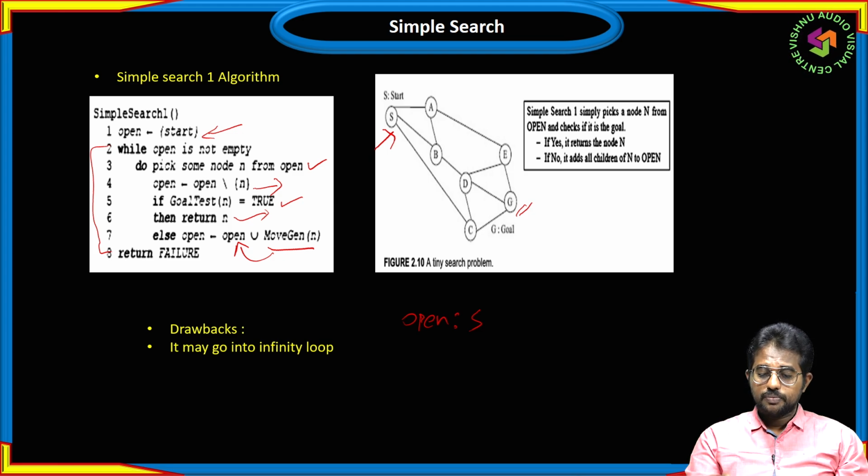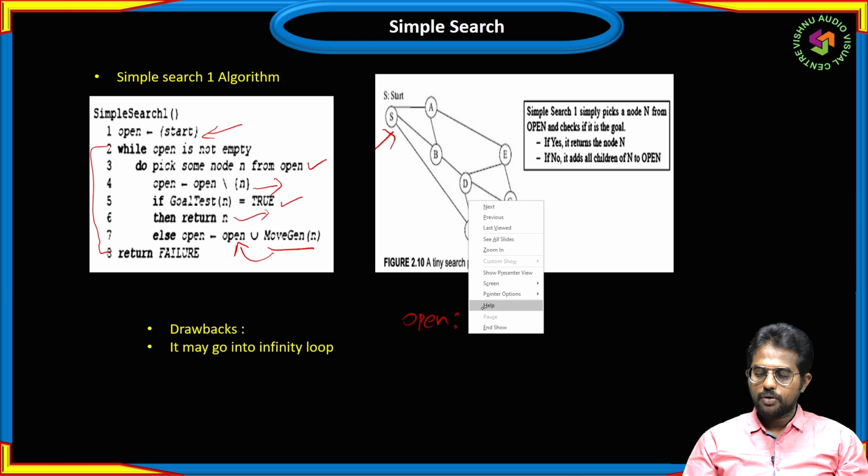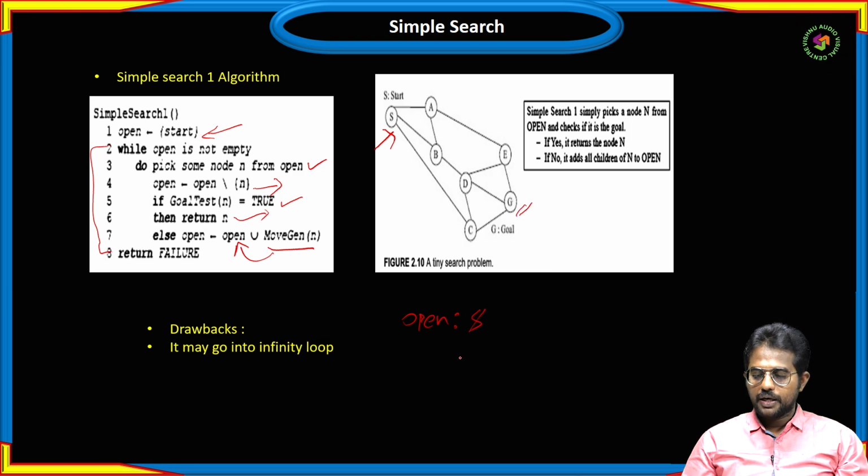So first, we will pick an element. We have picked S, so there is only one element in the open, and we will pick that particular element only. So S will be picked and it will be stored in node N.